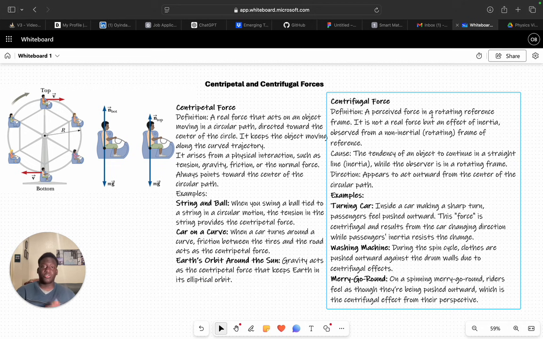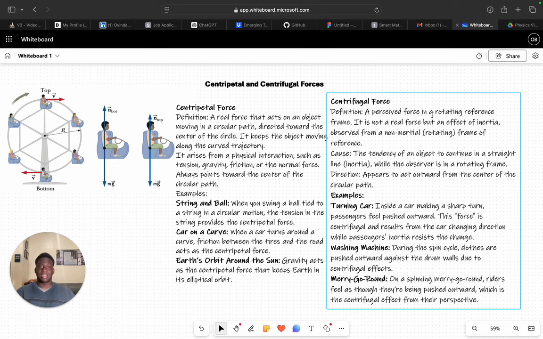So basically, to break this down, centrifugal force is the opposite of centripetal force. While centripetal force is an actual force dragging whatever object is moving in a circular motion and keeping it along the curved trajectory, centrifugal force is not a real force. It is a non-real force acting outward from the rotating path.